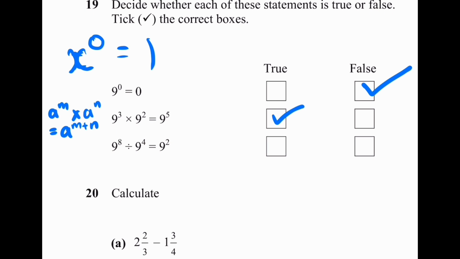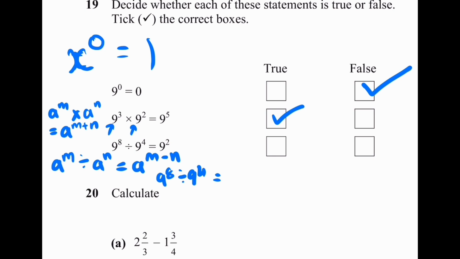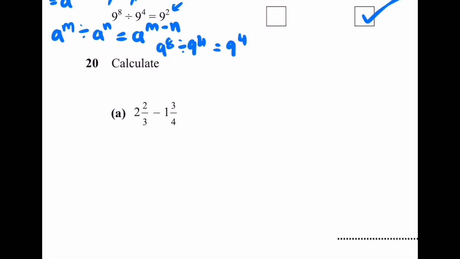Next. 9 to the power 8 divided by 9 to the power 4 equals 9 to the power 2. a to the power m divided by a to the power n equals a to the power m minus n. So 9 to the power 8 divided by 9 to the power 4 equals 9 to the power 4, which is 8 minus 4. And so this is false, as they wrote it as 9 to the power 2. Question 20. Calculate 2 2/3 minus 1 3/4. We can convert these to improper fractions.